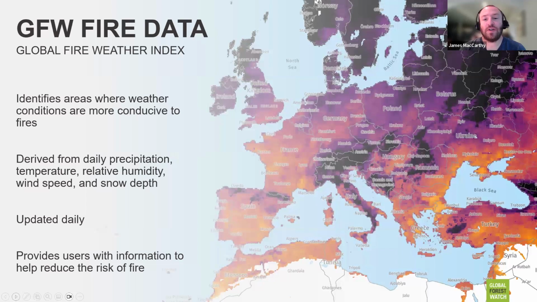Forest fires are more likely to occur and spread when weather conditions are hot, dry, and windy. The Global Fire Weather Index identifies areas at high risk of fire based on precipitation, temperature, relative humidity, wind speed, and snow depth. The data set is updated daily and provides users with a 7-day fire danger forecast, which can be used to identify areas with a high risk of fire and implement burn bans in those areas to prevent fires from occurring and potentially escaping into the surrounding area. Next slide.